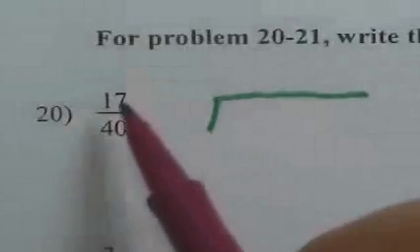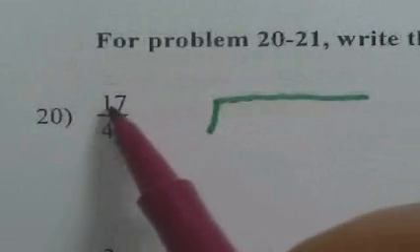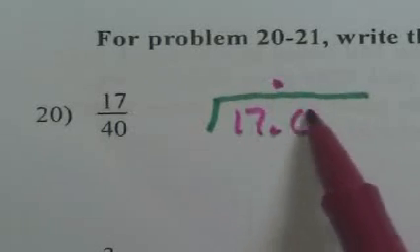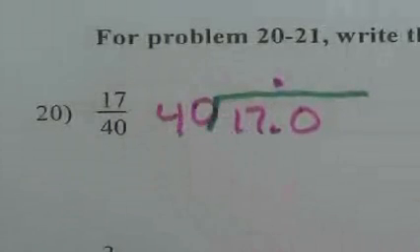Okay, to make it a percent, I'll just take the top. It's already reduced as much as possible. Take the top number, put it in the box. Bring the decimal straight up. Add a 0 if you're going to need it, which you are.